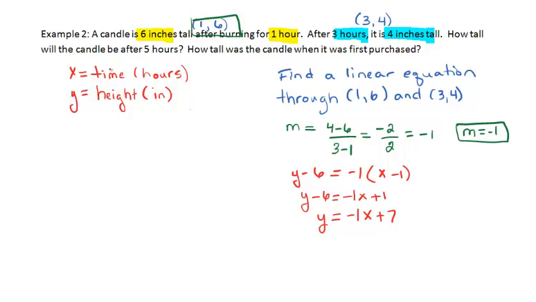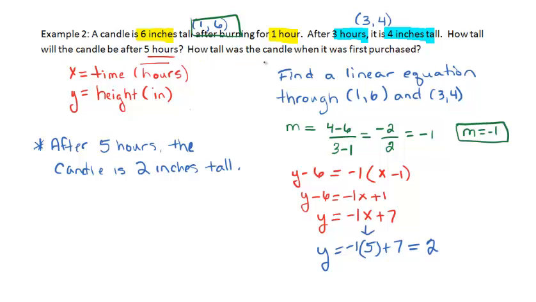Based on this, now I want to find out what the candle would be after 5 hours. Well, 5 is an x value, so I'm going to substitute in x for 5. So I have negative 1 times 5 plus 7, and that gives me my y value, which turns out to be 2. This tells me that after 5 hours, the candle was 2 inches high. So I would write that out. First answer: after 5 hours, the candle is 2 inches tall.